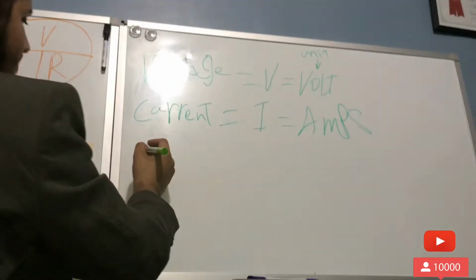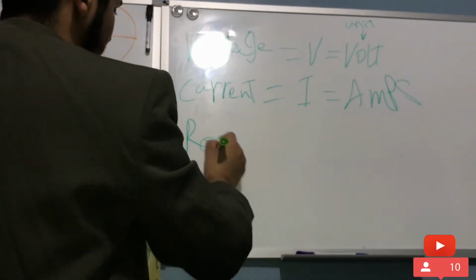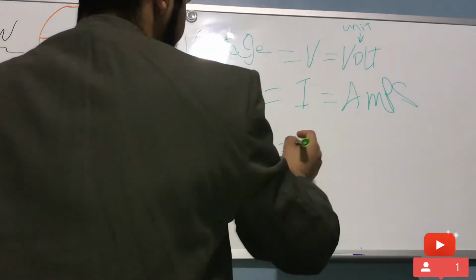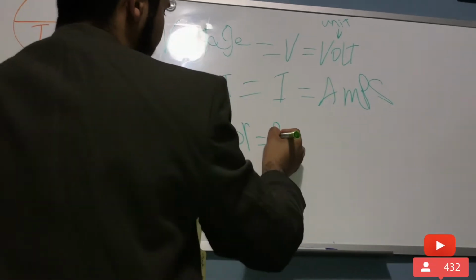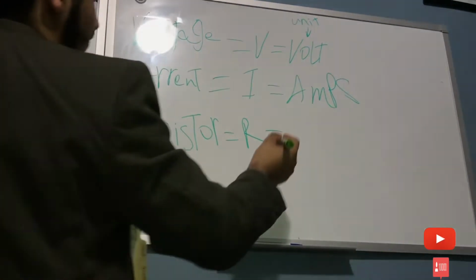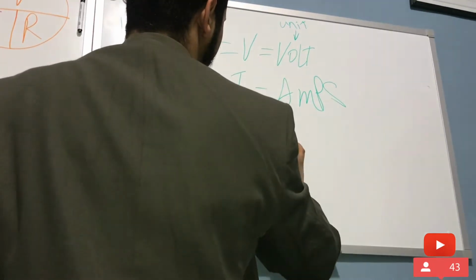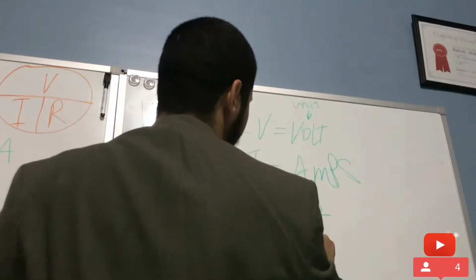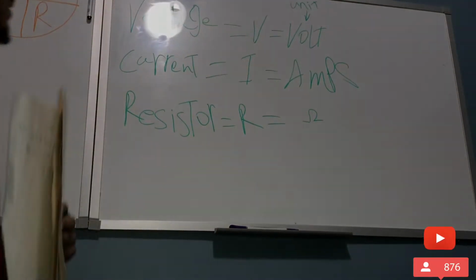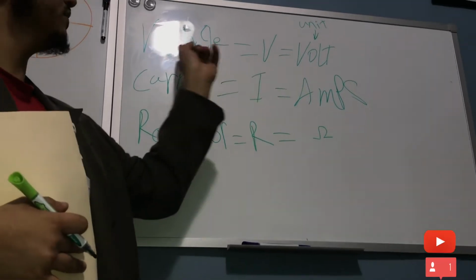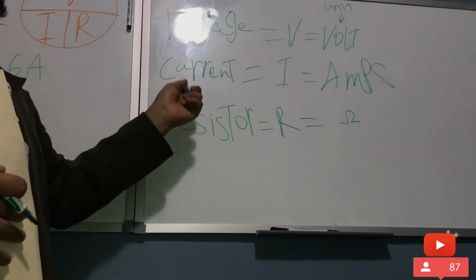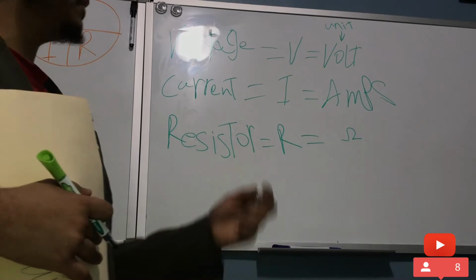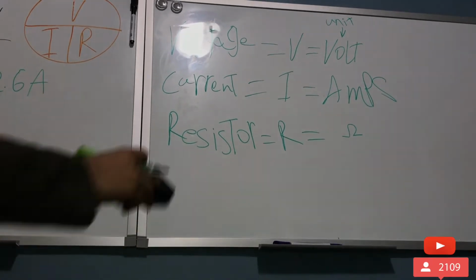Alright, and this one in here is the resistor. Resistor is R. And the unit for this is ohms, like 20 ohms. I'll represent this later. So V is voltage, the unit is volts, and the current is I, amps. Resistor is R, ohms. That's the unit. Keep it in your mind.